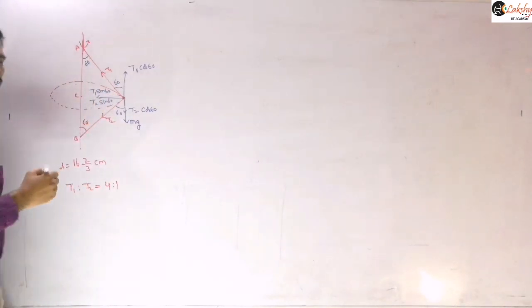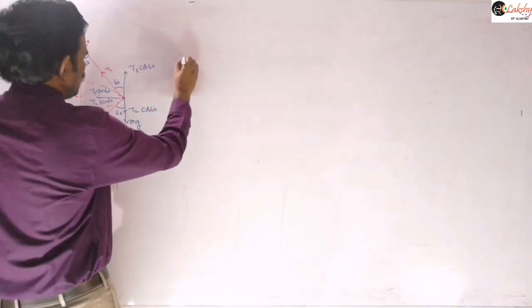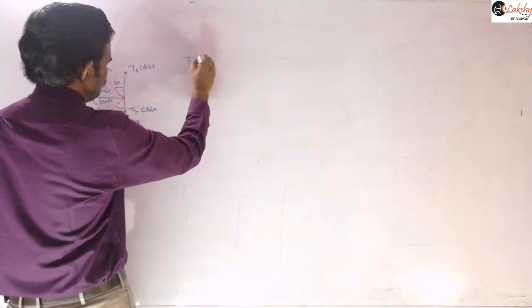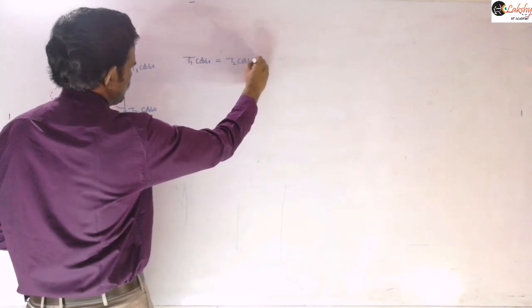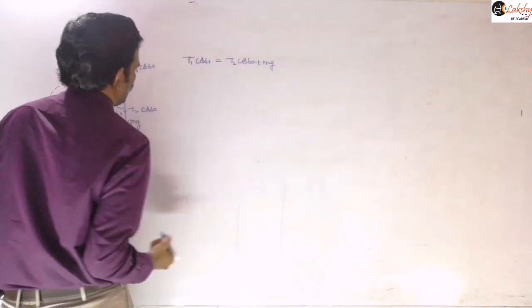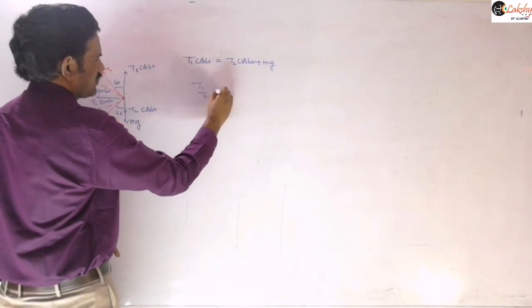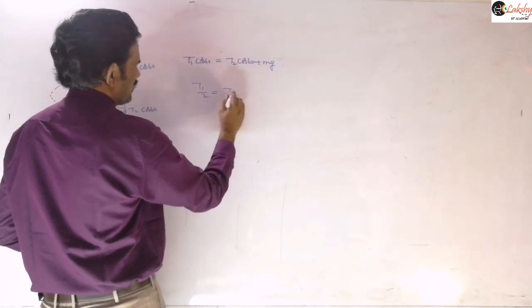Now let us write the balancing equation. Along the vertical direction, if you balance the forces, we can write T1 cos 60 is equal to T2 cos 60 plus mg. Therefore T1 by 2 is equal to T2 by 2 plus mg.